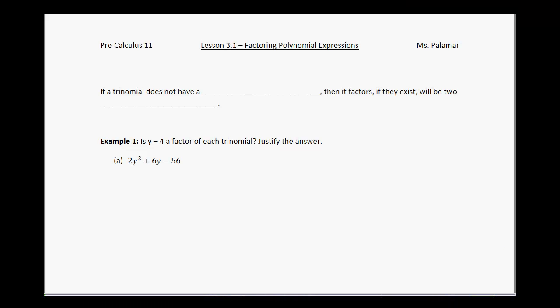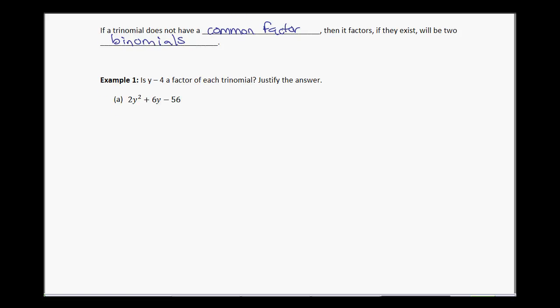On to lesson 3.1, factoring polynomial expressions. The kinds of expressions I'm talking about here are going to be of the form ax squared plus bx plus c. If a trinomial does not have a common factor, then it factors. If they exist, they will be two binomials. So let's look at some examples of that.